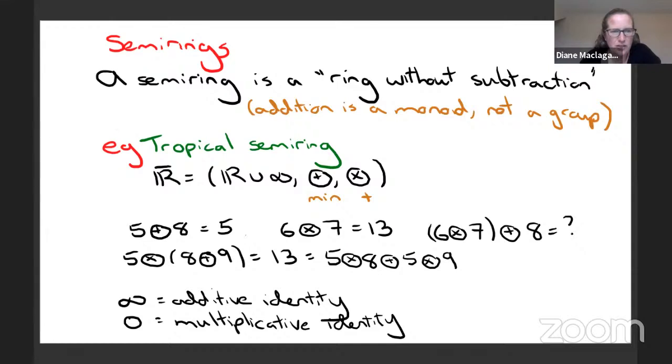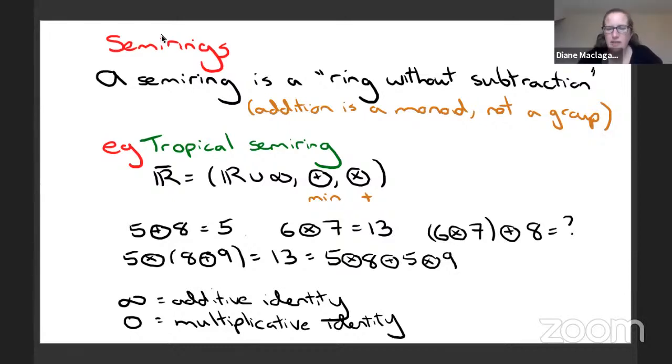I see a question. What about infinity? Is the question how infinity adds? The question is, what about minus infinity? Because I only see the symbol infinity. Right, yes, I'm only going to have plus infinity. I'm not going to have minus infinity.